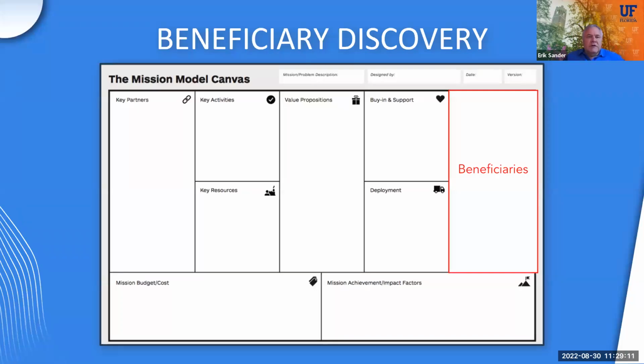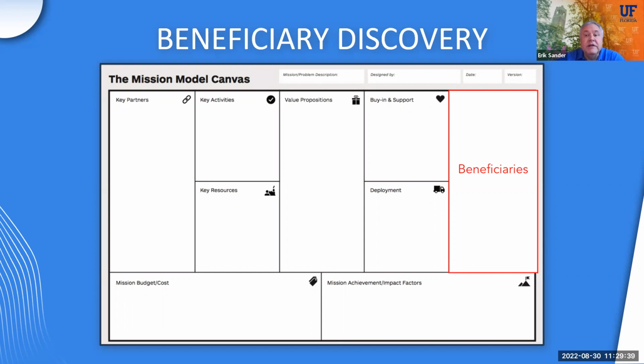So let's take a step back for a moment and explore that. We've had a chance to look at the mission model canvas from an overarching perspective, right? And so now, starting with this video lecture, what we're going to do is look at the specific blocks individually, and hopefully I can give you some guidance on how to look at these blocks, and it'll help you certainly in your beneficiary discovery process, which you'll do through the rest of this semester.